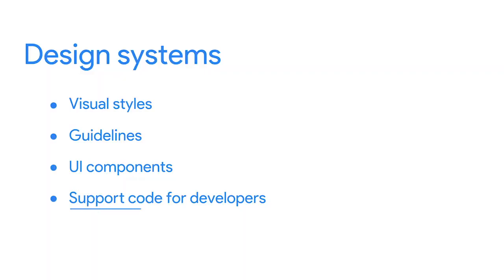And finally, design systems support code for developers. To help developers build out designs correctly, design systems often include the code to create each of the provided elements or components. Compiling all of this information into a comprehensive design system ensures that all the different elements in your designs will carry through to the final product. All right, so that's an overview of everything that goes into a design system.